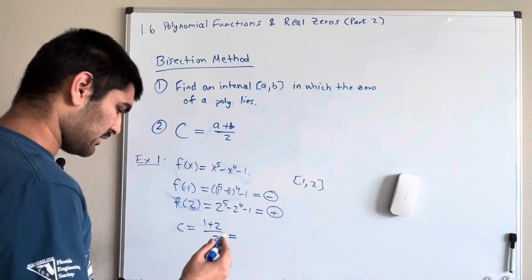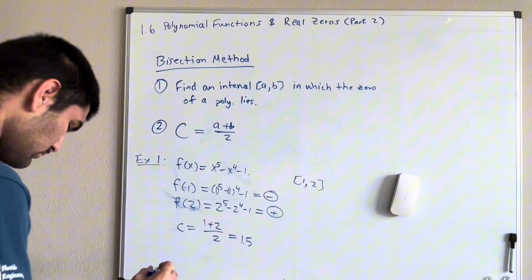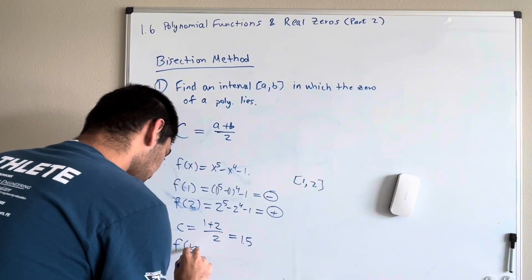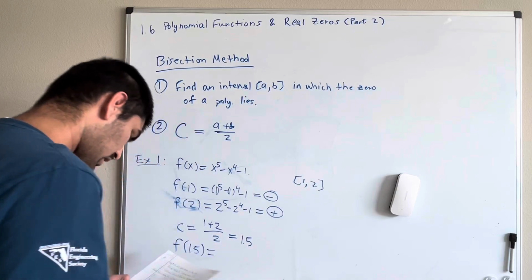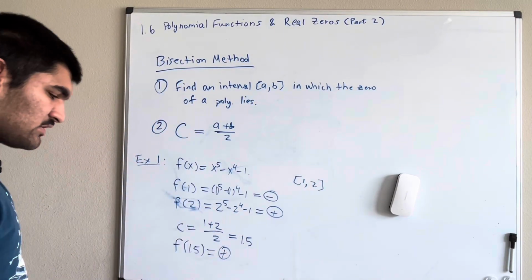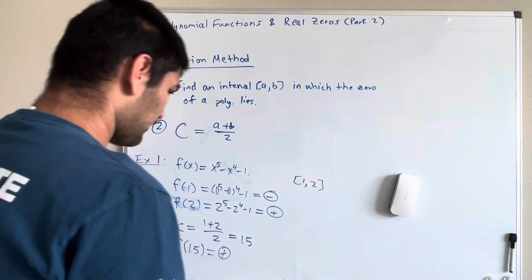And that gives us like 1.5, right? So then what you do is you just find f of c. So in this case, f of 1.5. And I will tell you that you get a positive number. If you want to see the actual value, you can do it yourself, but I'll just tell you that you get a positive number.